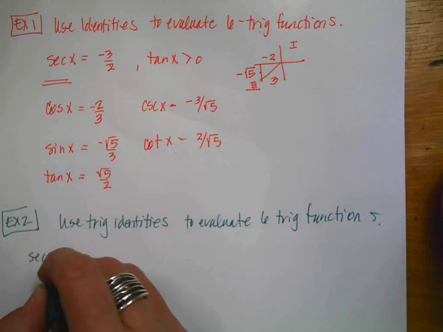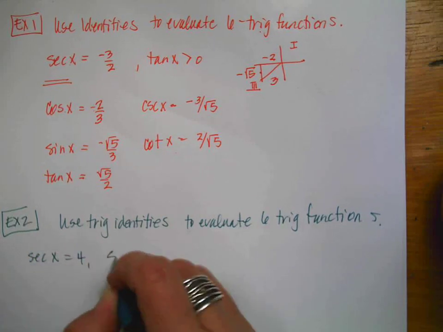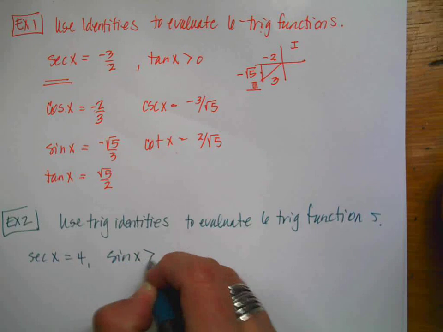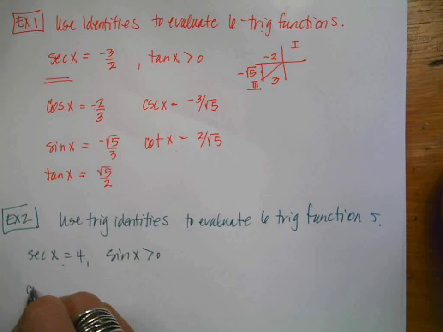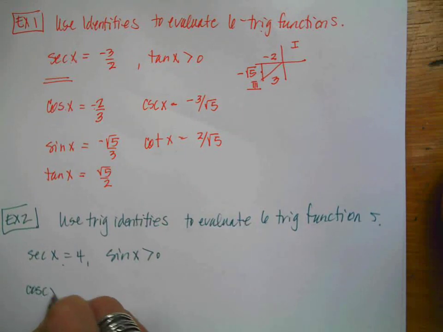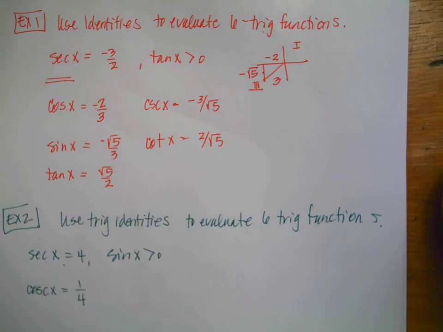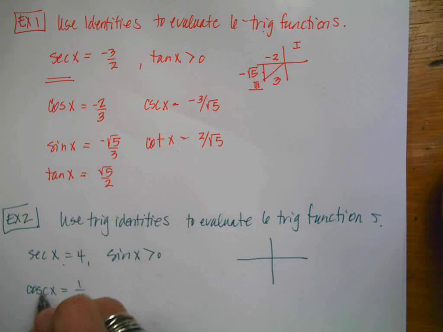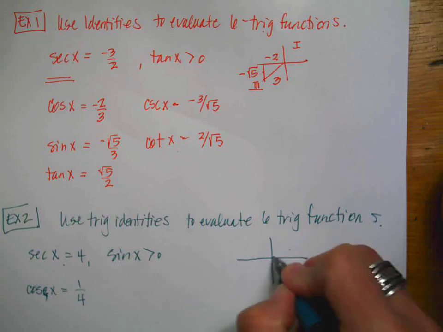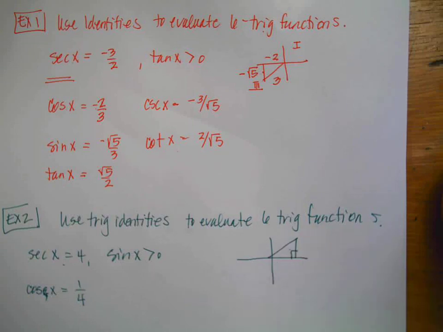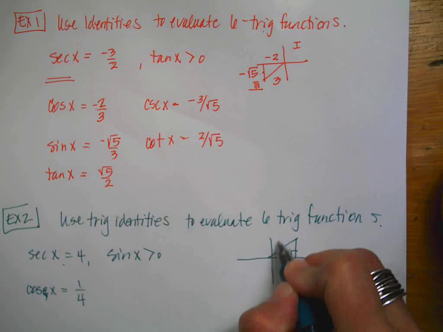And this time we're going to be given that the secant of x is equal to 4 and the sine of x is positive. Okay, so secant is the reciprocal of cosine, so that means that my cosine of x is going to be 1/4. Okay, so then I'm going to go ahead and think about my triangle. That's a cosine, sorry. Sine is positive in the first quadrant. Cosine is also positive in the first quadrant. So that means that my reference triangle is going to go here.